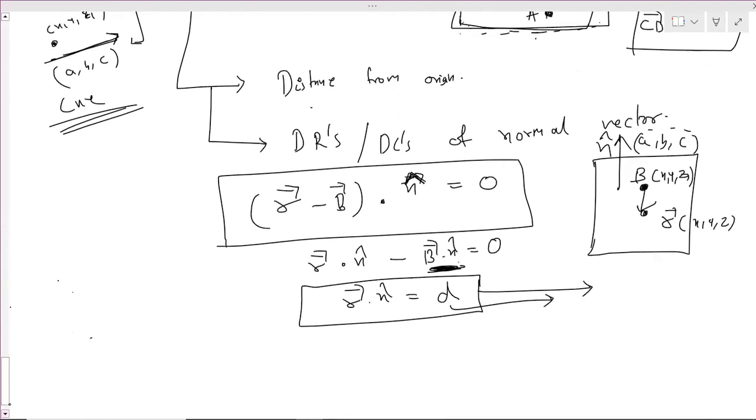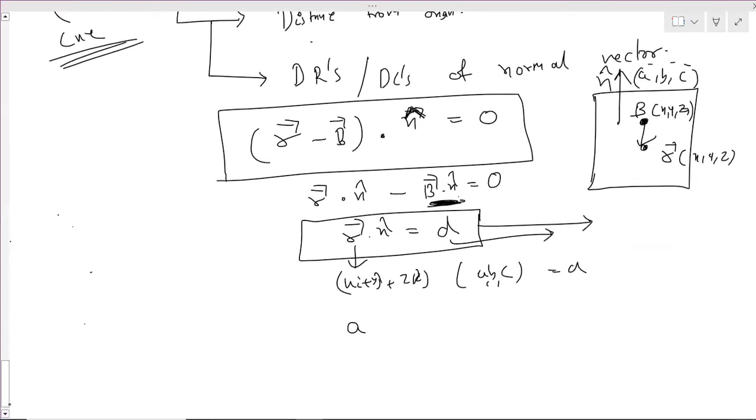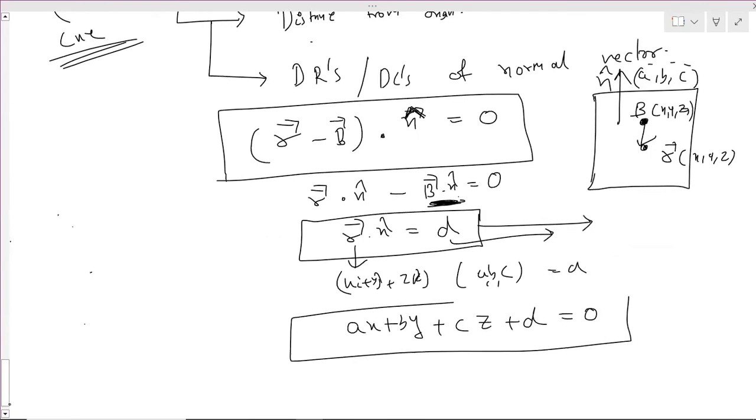If you change this into Cartesian form, put r equals x i cap plus y j cap plus z k cap, and n as a, b, c, and d as such. Then finally what you get is ax plus by plus cz plus d equals 0. Very nice equation of plane.